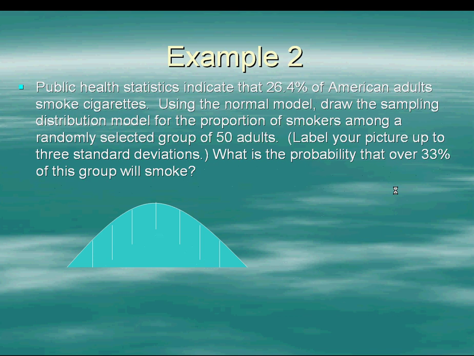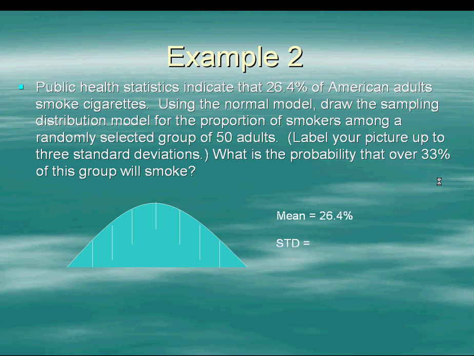Okay, example 2. Public health statistics indicate that 26.4% of American adults smoke cigarettes. Using the normal model, I want you to draw the sampling distribution for a randomly selected group of 50 adults and label your model up to 3 standard deviations. And then I want you to find the probability that over 33% of this group will smoke. So pause the video until you're ready to go through this.